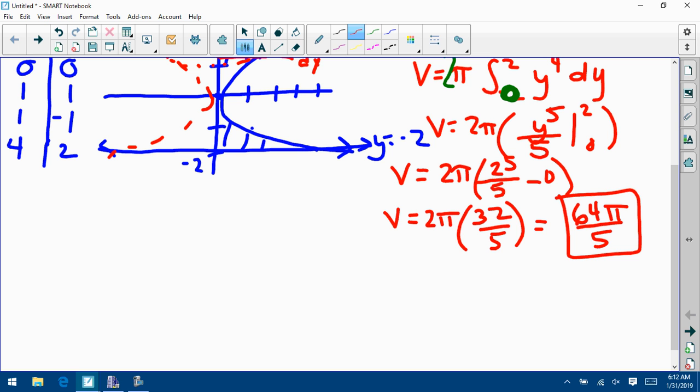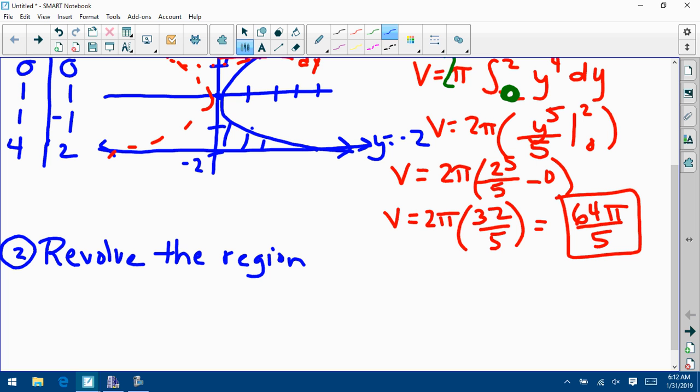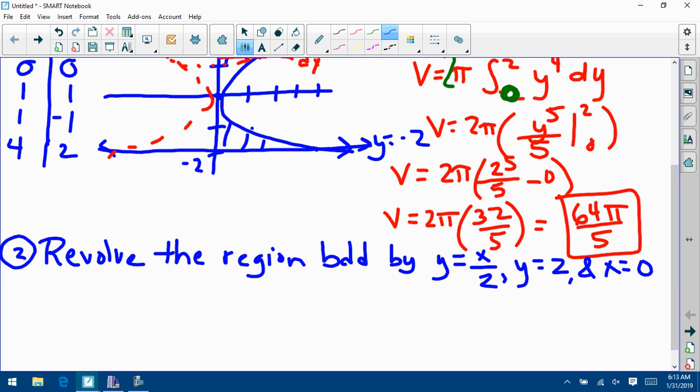All right, any questions? Well, if you do, pause the video and rewind it and watch again. Okay, here's number 2. Revolve the region bounded by y equals x over 2, y equals 2, and x equals 0, about the y-axis. Find the volume.